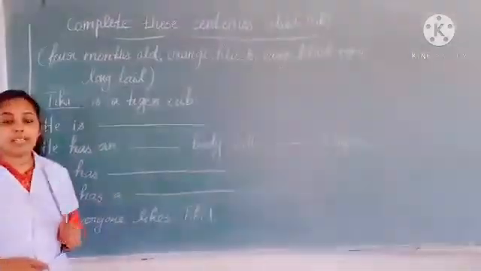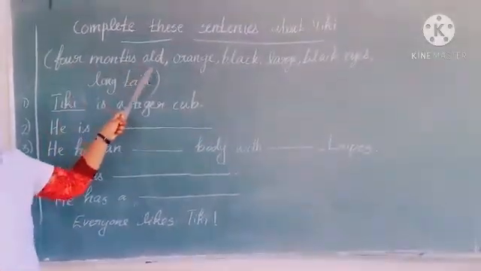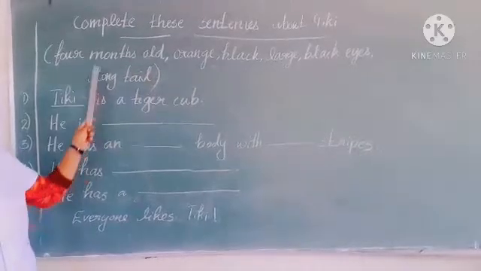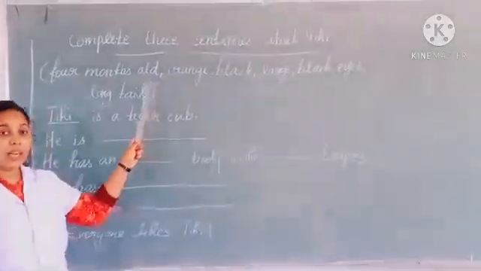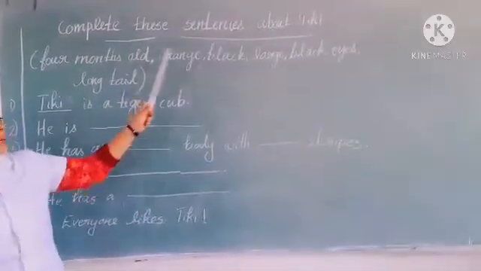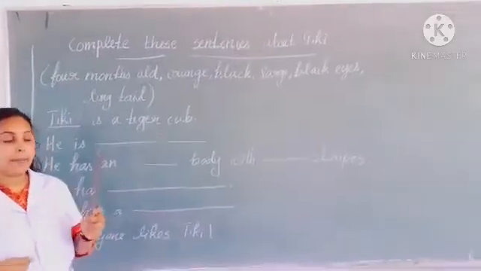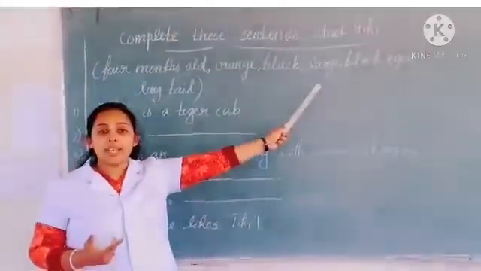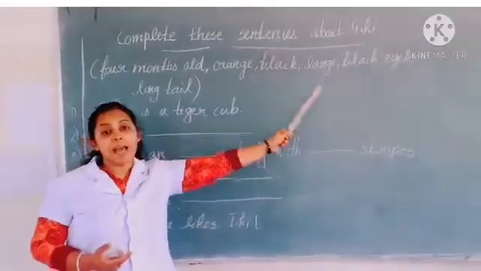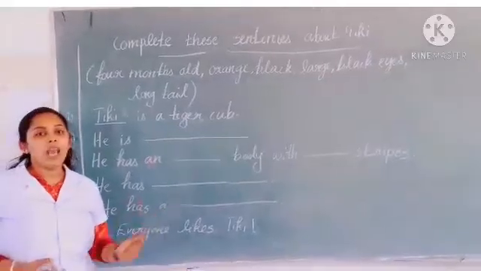Using these words given in the bracket, we need to complete the sentences about Tiki. So what are the words given in the bracket? Yes, first one, 4 months old. Then orange, what's the color? Yes, orange color. Then black. Can you see black stripes on the tiger's body? Yes. Next one, large black eyes of Tiki. Yes, large black eyes. Then long tail. It has a long tail.